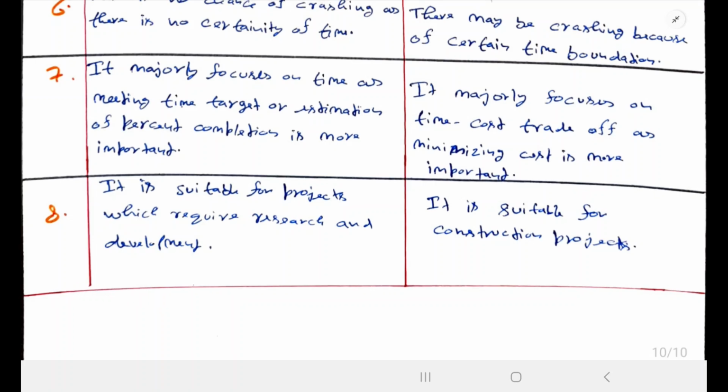Last, PERT is suitable for projects which require research and development, and CPM is suitable for construction projects. If we have any construction project, CPM is best, and if we have any research based development project, PERT is best.